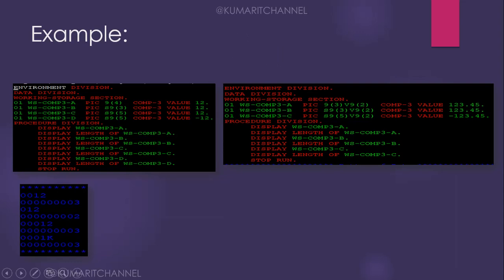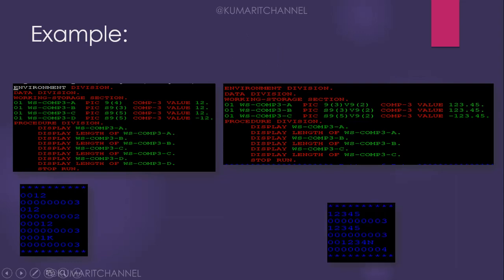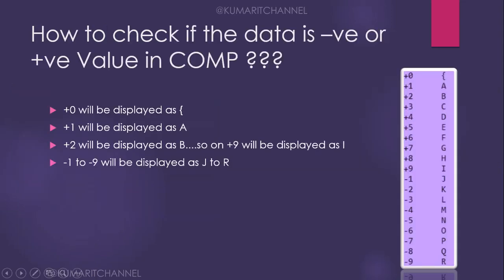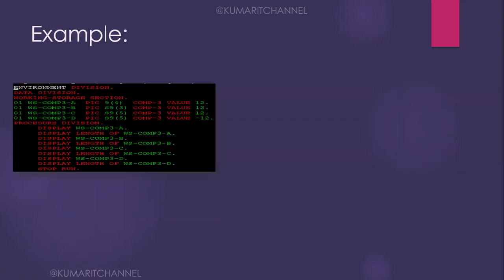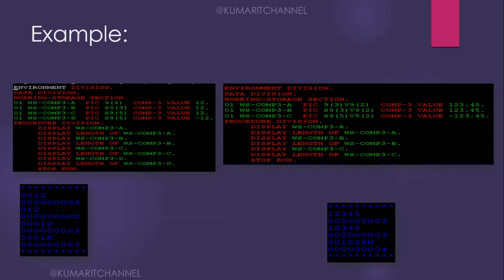For decimal points, 9(3)V9(2), so 123.45. Similarly for the signed integer and unsigned integer, what would be the output? 12345 occupies 3 bytes, the next one occupies 3 bytes, and this one occupies 4 bytes. And you can see n. What does n stand for? It is showing 123.45, so what do you mean by n here? Okay, n is minus 5. Do we have minus 5 here? Yes: 1 2 3 4, and the last is 5. 5 means minus 5, so n means minus 5.